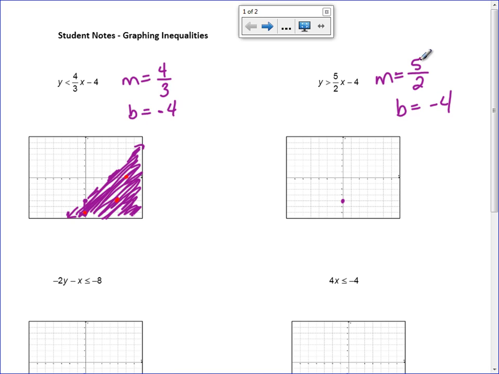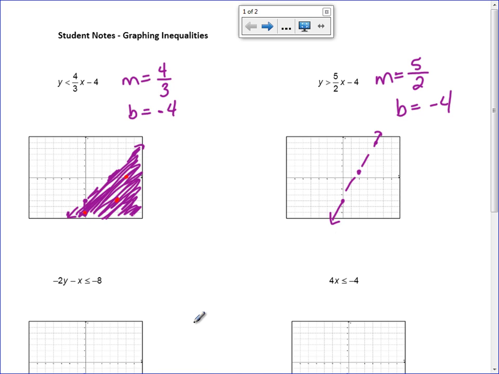And this time my slope is 5/2, so I'm going to rise 5 and go to the right 2. So I'm going to go up 1, 2, 3, 4, 5 and over 2. And do it again, 1, 2, 3, 4, 5 and over 2. And just like with the last one, it's going to be a dotted line. So I can draw my dashed line through those points.